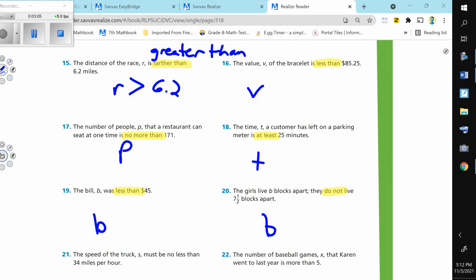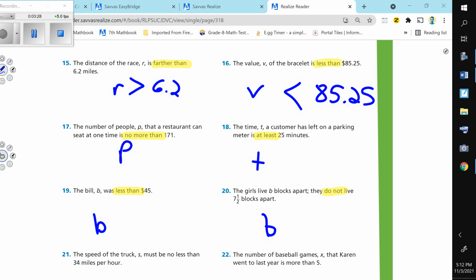Number 16, it actually tells us exactly: less than. That's easy. That means the mouth is going to be facing this amount right here. Boom, there you go. Number 17, the number of people that a restaurant can seat at one time is no more than.